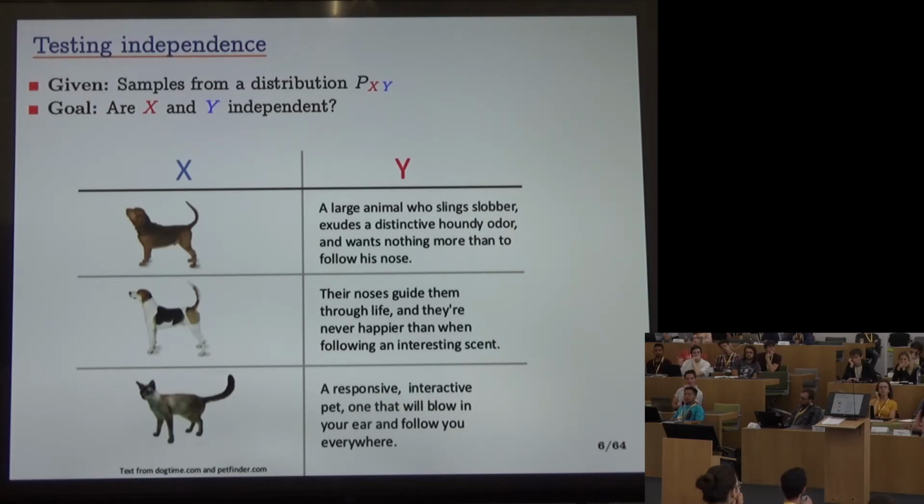So it turns out, the problem of regressing from caption to image, that's a hard problem. The problem of testing dependence is an easier problem. That might surprise you. So in the very last lecture on Friday, I'm going to talk about how to solve that problem.